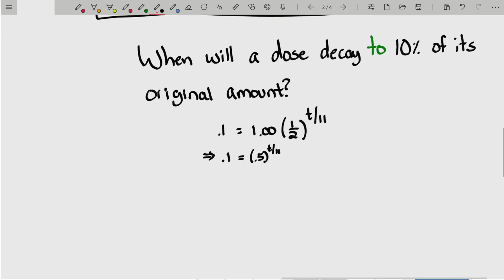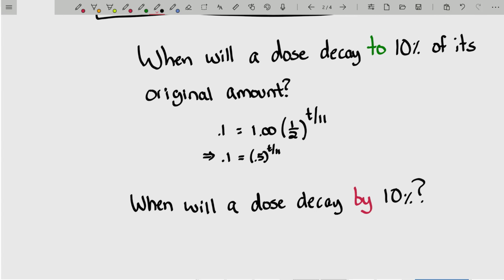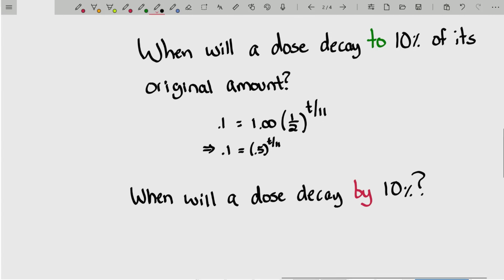The other important and similar style of question is the following. When will a dose decay by 10%? So think about gas in your gas tank. I want to know when the amount of gas in my gas tank has depleted to 10%. So I don't have a lot left. Versus when will the amount of gas in my gas tank decay by 10%? That means I still have 90% left. So two totally different questions.